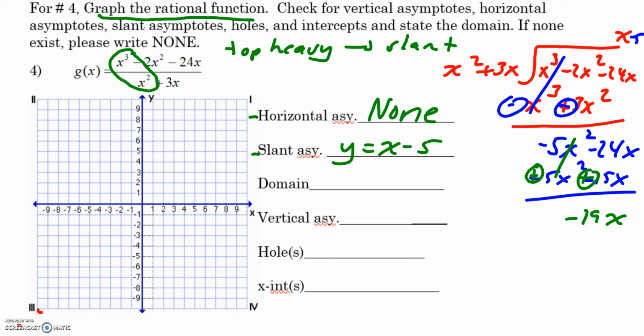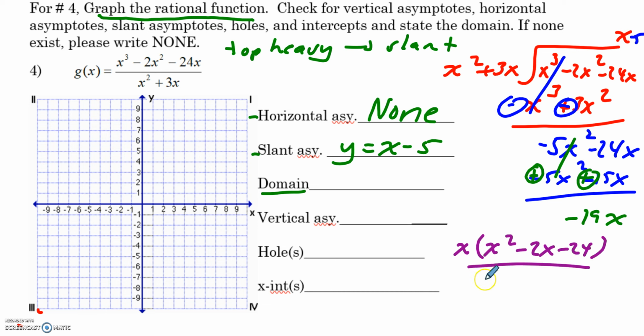My domain is found after factoring and before I cross anything out. So if you wouldn't mind, I'll do the function down here just to save a little room. If I look at the top of this function, if I take out a GCF of x, I'd be left with x squared minus 2x minus 24 in the numerator, and in the denominator I would have also a GCF of x, and I would be left with x plus 3.